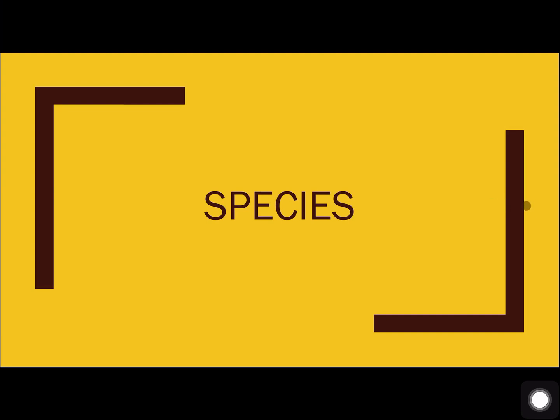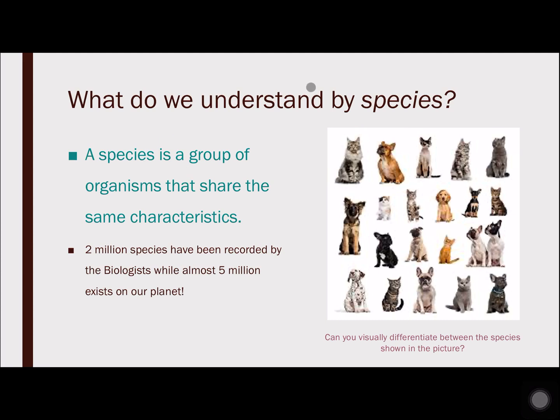What are species? Now it is a very important topic. We have to be on that. What do we understand by species? A species is a group of organisms that share the same characteristics. 2 million species have been recorded by the biologists, while around 5 million exist on our planet. Can you visually differentiate between the species shown in the picture? Can you? Not right now, but when you learn about it, you would be able to.